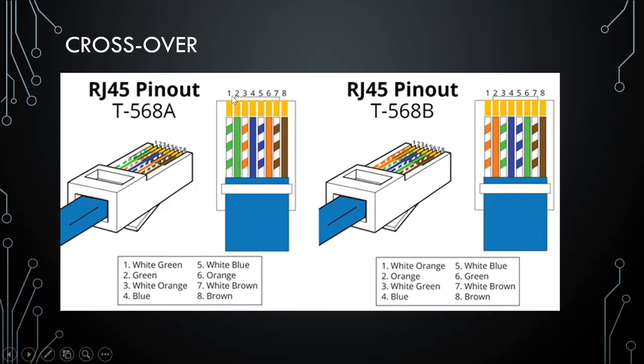So pin 1 goes to pin 3, and pin 2 goes to pin 6. So that is 1, 3, 2, 6, 3, 1, because it is swapped: pin 1 of the other side is at pin 3. Then 4, 4, 5, 5. Then your 6 is at 2, so 6, 2, and 7, 7, 8, 8.